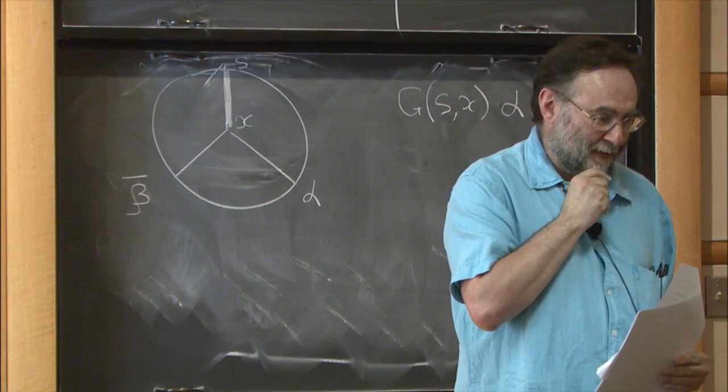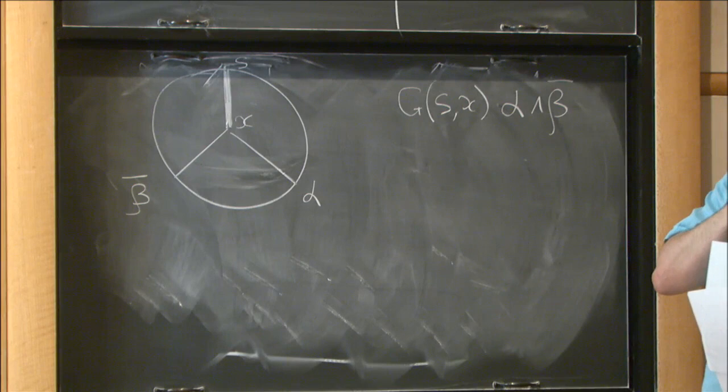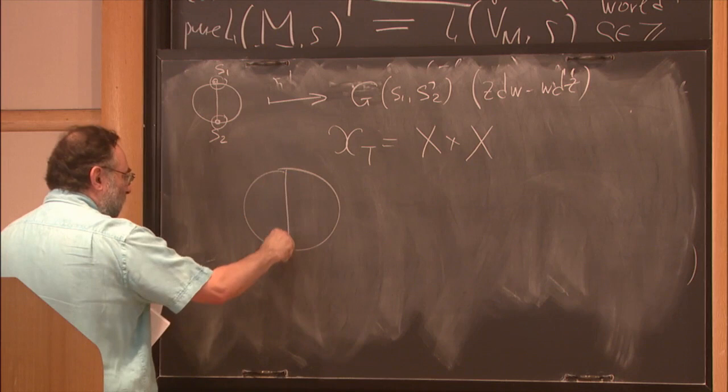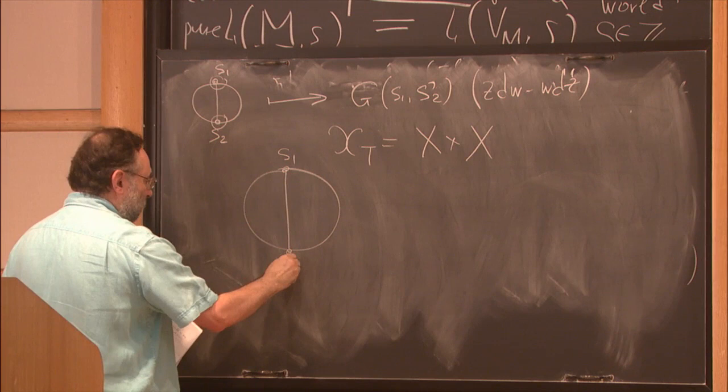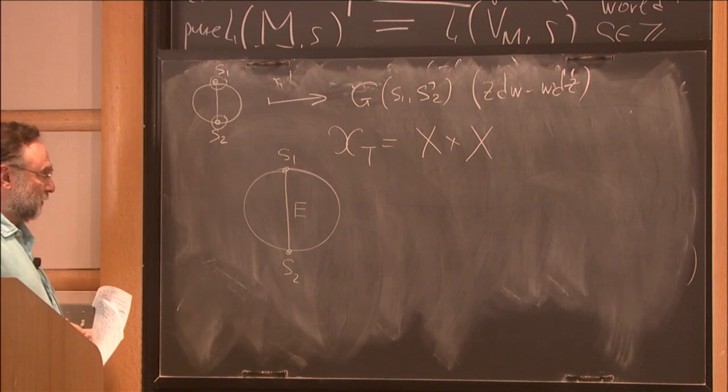Where does g evaluated at the pair s1, s2 come from? So I have a graph, which is just one edge. This graph has both vertices external, s1 and s2. Now, by the rules of the game, to every essential edge I assign the Green function. This Green function, by definition, is just that. It's a function of two variables.